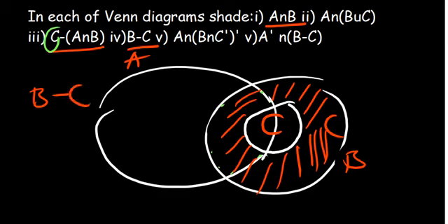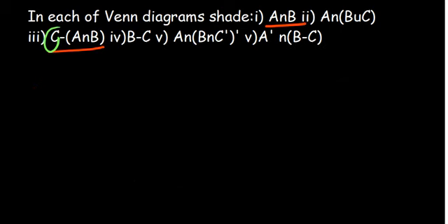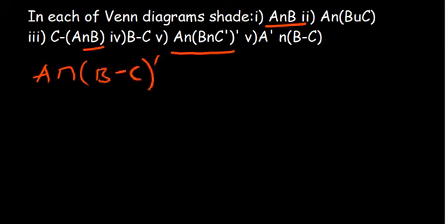Okay. Let's try to move on. So the next question requires us to find A intersection B intersection C complement. Remember, when you have B intersection C complement, it's the same as B minus C. So we have a complement outside there.